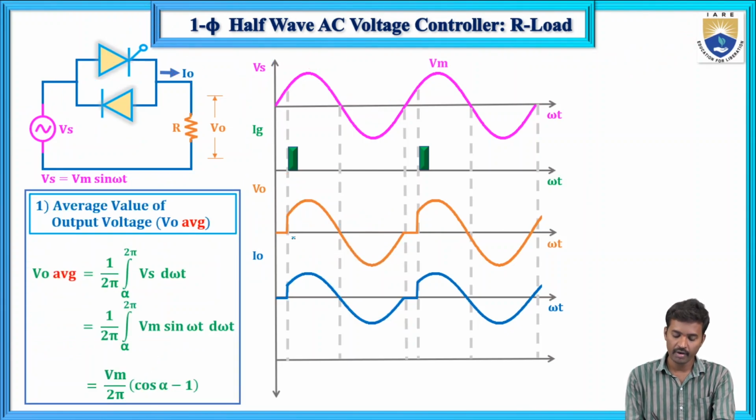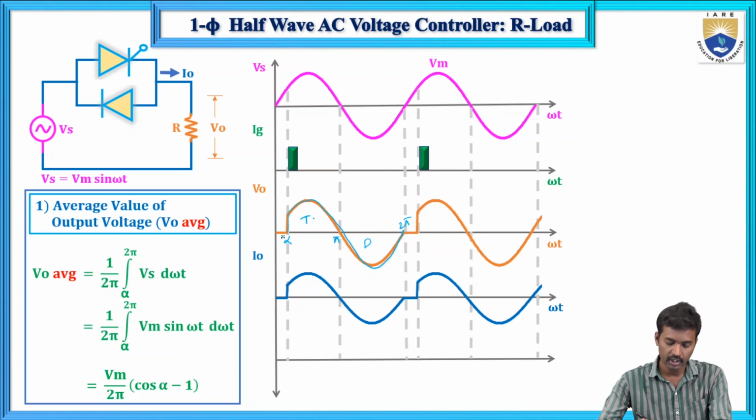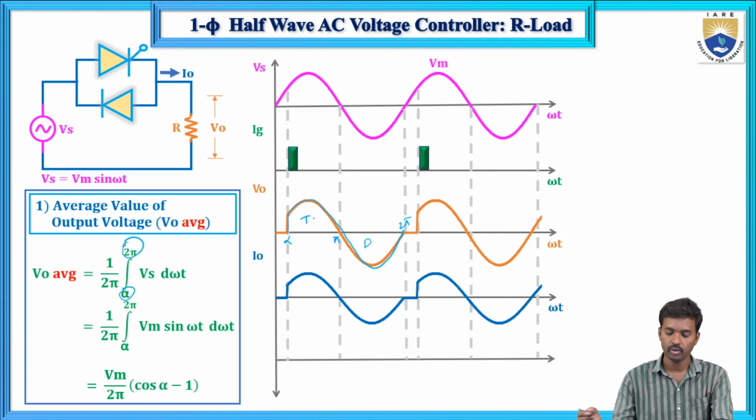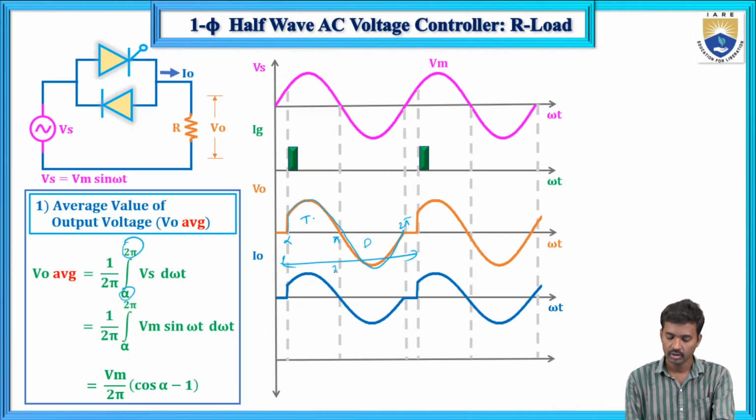Now, how will we calculate the average value? This is pi, this is 2 pi. Here T is conducting from alpha to pi, and the diode is conducting from pi to 2 pi. So this is not a symmetrical waveform. It is conducting from alpha to 2 pi, and the total time period is 2 pi. Vs equals Vm sin omega t.